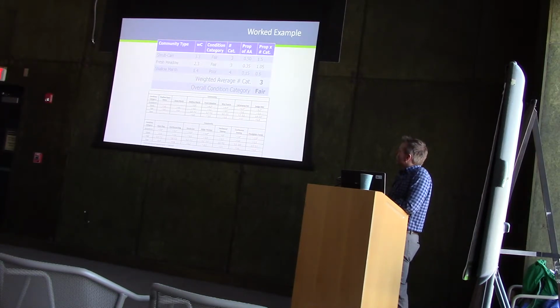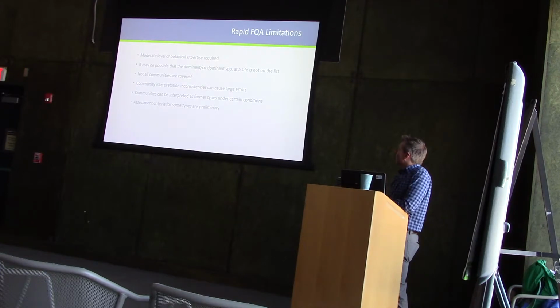We just put a numeral for these categories and then do, again, a weighted average for the category, and then put it back out. So this is your overall assessment for the site. And here's our table of assessment criteria for each community. Pretty cool, huh?